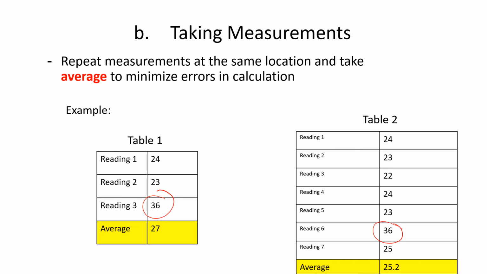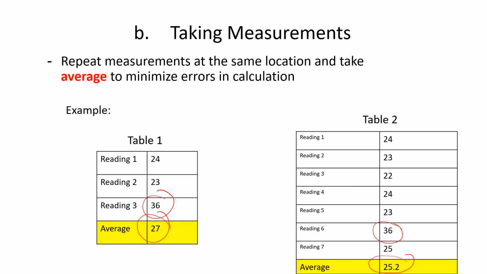This is where, for table 2, with 7 readings taken and the average calculated, the average reading is a better reflection of the other readings taken. In comparison to table 1, with only 3 readings taken, the average is more inflated as a result of the outlier because of the fewer number of readings taken.